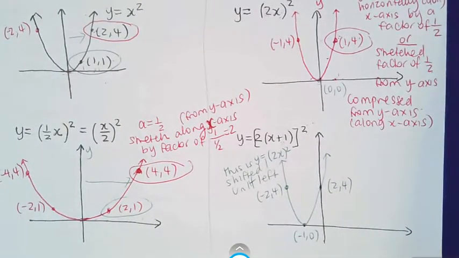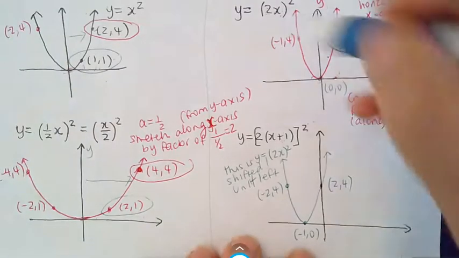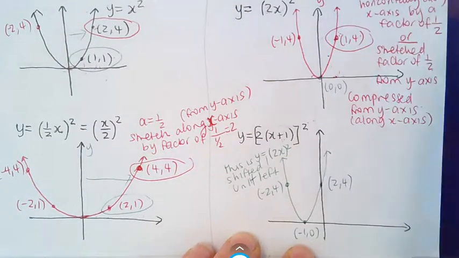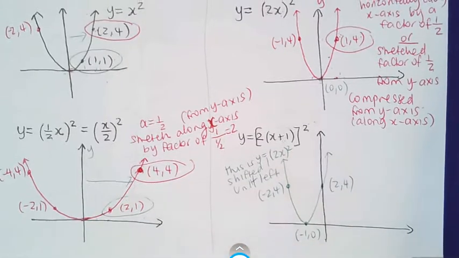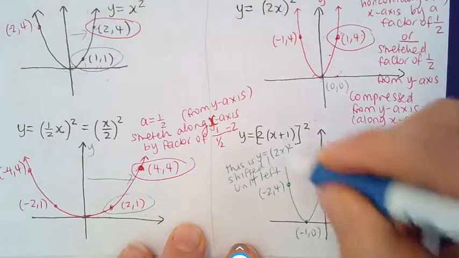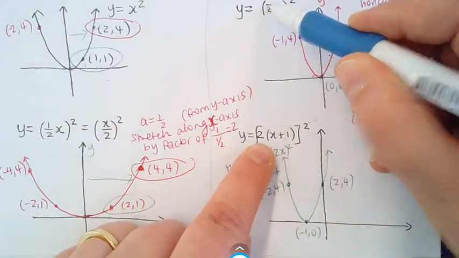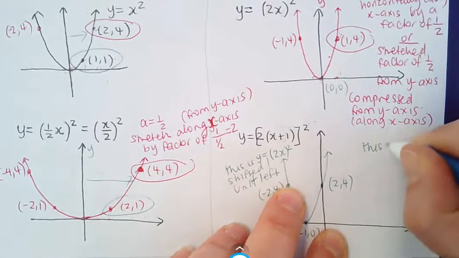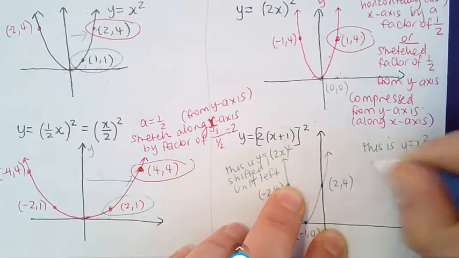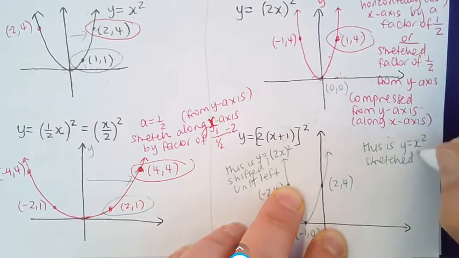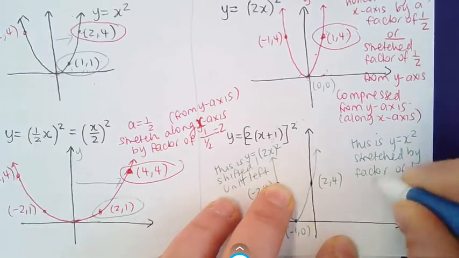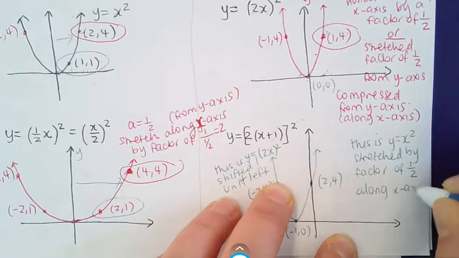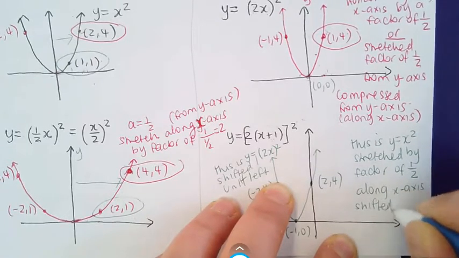Yes? What was a vertical stretch? This is not a vertical stretch because the 2 is inside the bracket. So it's a horizontal stretch by a factor of a half. But if it was, 2 not be squared. Okay, so this is the same stretch as that, which is a factor of 1 on A. So this is the graph y equals x squared, stretched by a factor of a half along the x-axis, shifted 1 unit left.